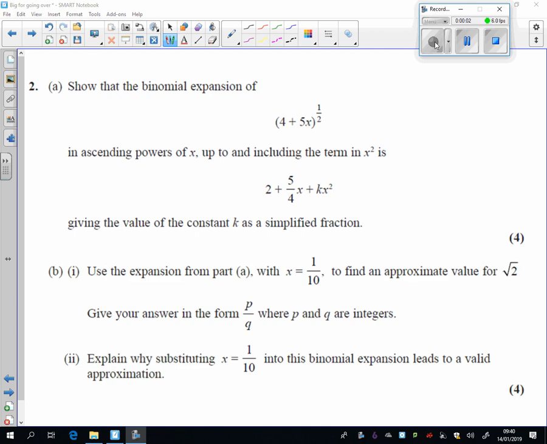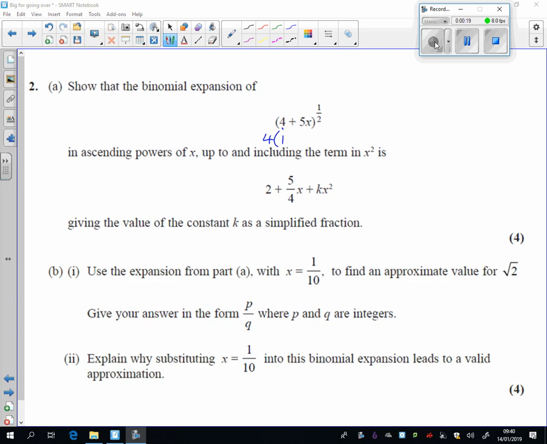Question 2 is another nice start to this when you've got to actually use the binomial expansion. It's one of those things which you just have to keep practicing over and over again. Now, the binomial expansion, we need it to start with a 1 here, so we're going to have to take out the factor of 4.